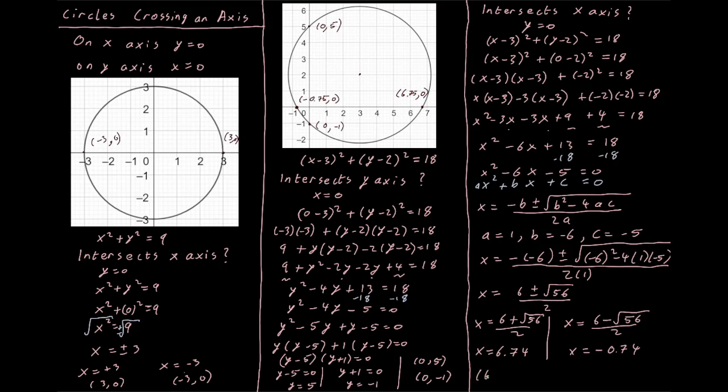So our points of intersection would be at 6.74 on the x, 0 on the y, because we're crossing the x-axis, so y is 0. And our other one is x is minus 0.74, y is 0, because we're on the x-axis. So anytime we're crossing the x-axis, y would be equal to 0. On the y-axis, x would be equal to 0. We sub that into our circle equation and solve the quadratic that comes out of it, and then write down our points of intersection. And that is what we need for now.